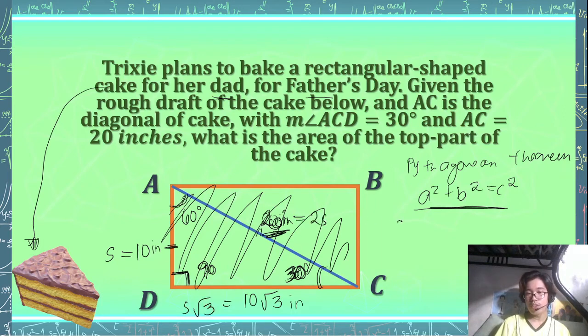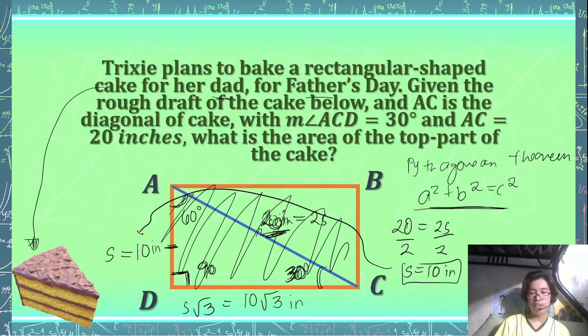Since we have here 20 is equal to 2s, if we divide both sides by 2, therefore s is equal to 10, or 10 inches as we see here. There you go. And since this is equal to s square root of 3, we just multiply by the square root of 3 and then we get 10 square root of 3. So that's a special right triangle.